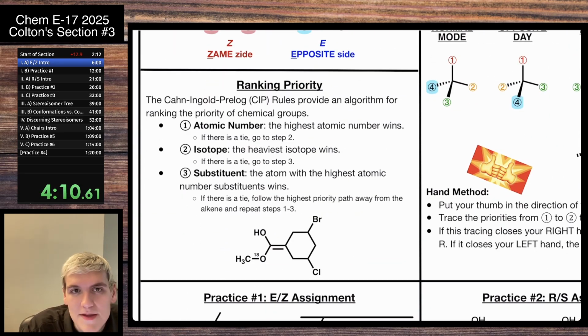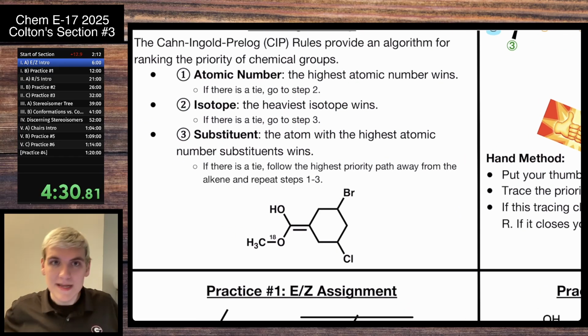I really think about these rules. They're called the Cahn-Ingold-Prelog rules, which you'll never have to regurgitate, but just in case you ever see it. I really view it like the card game War, where you flip over cards and then you see who wins. These are the rules for who wins on an atomic scale. So the first rule is atomic number.